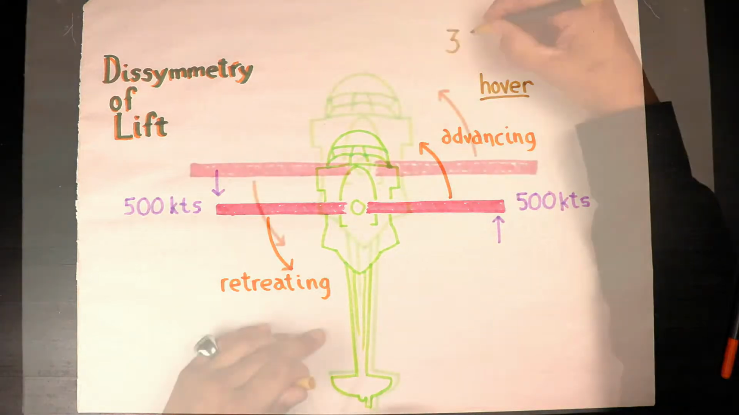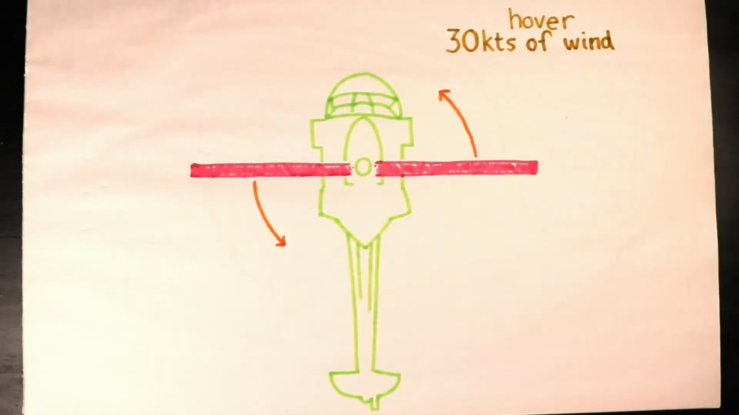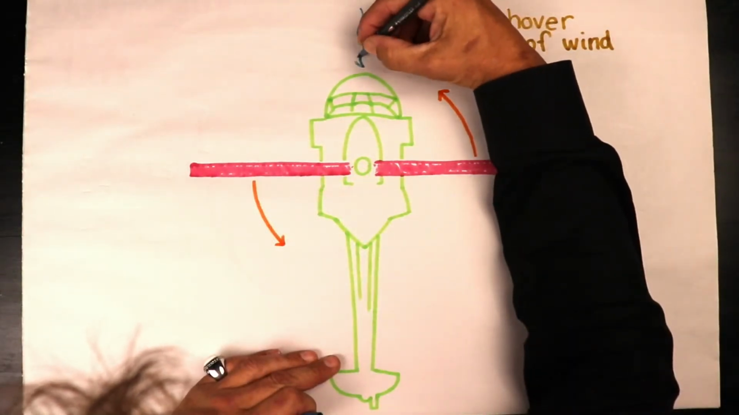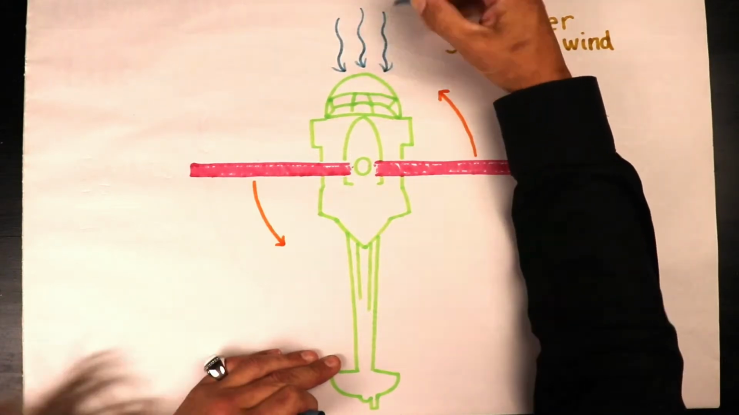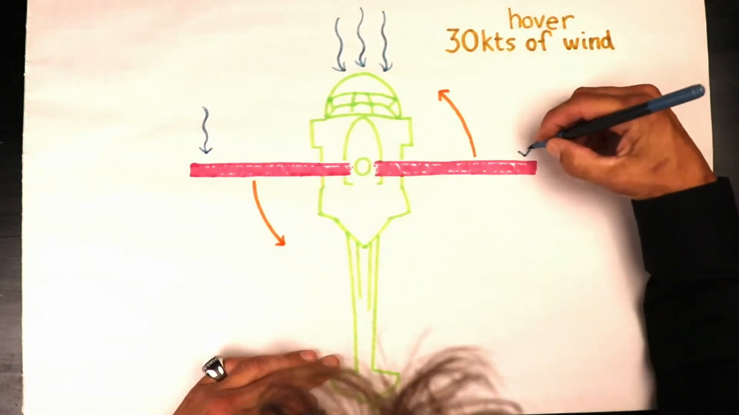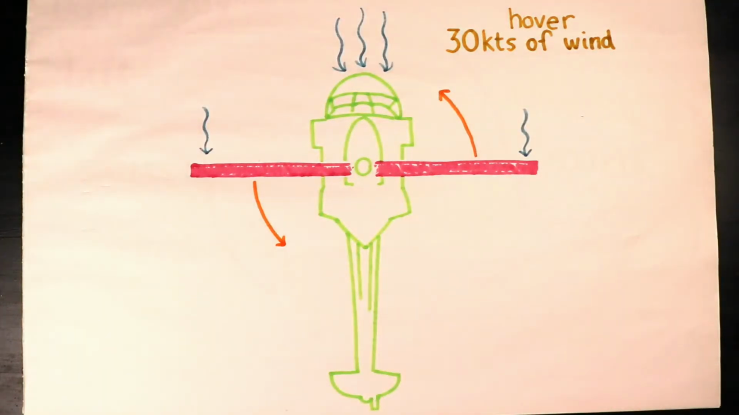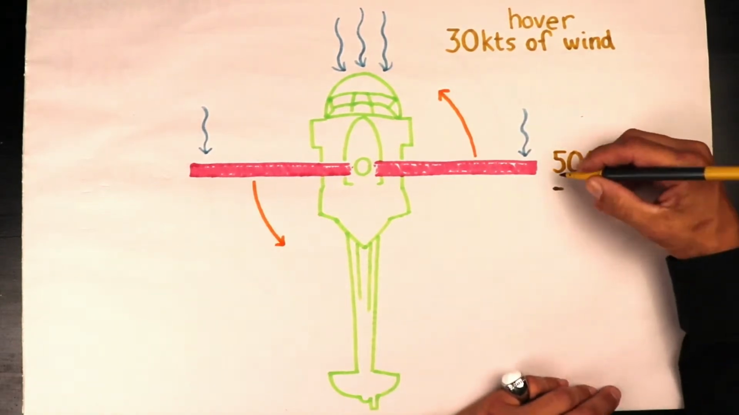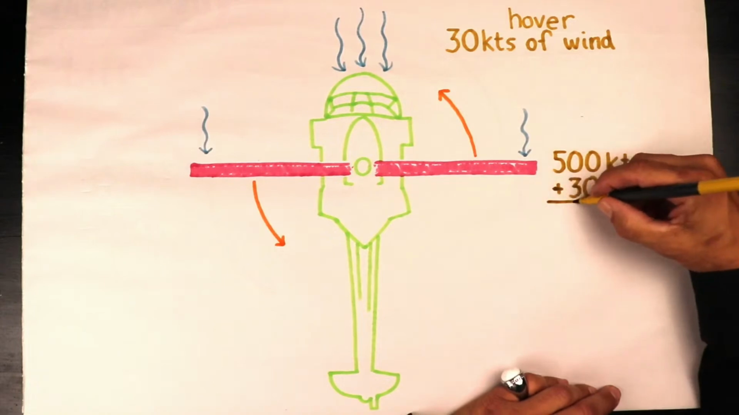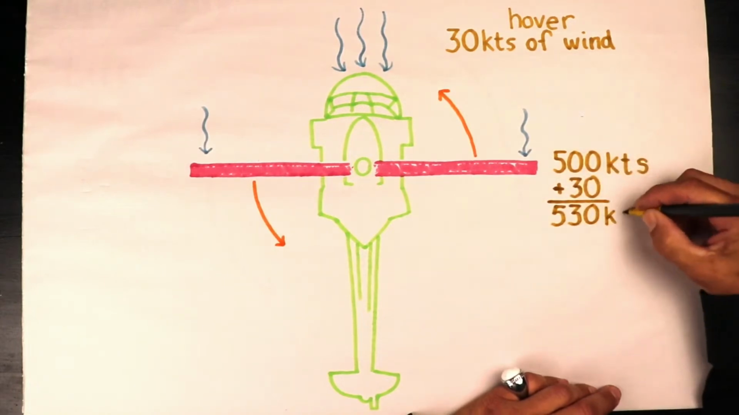What happens when we add a little bit of wind? So we're going to put an arrow at the top here to signify 30 knots of wind moving towards the nose of that aircraft. Okay, so what's happening? As this happens, you have to take that 30 knots of wind and add it to the 500 knots because of that relative wind meeting the blade that's advancing. That makes a tip speed of 530 knots.